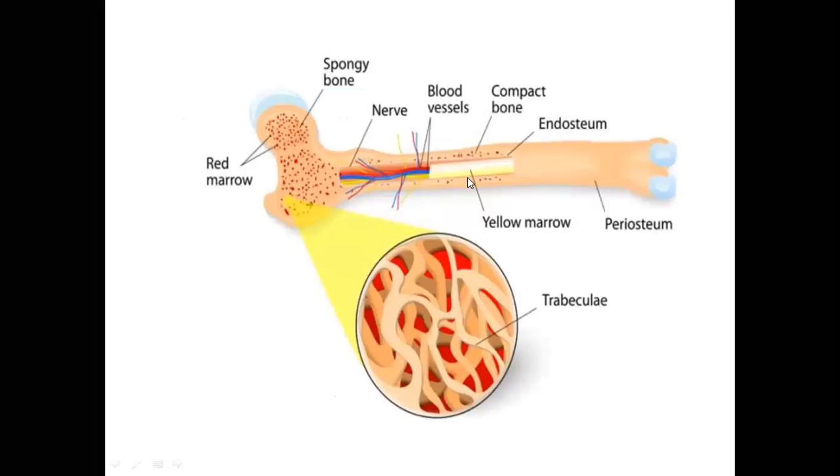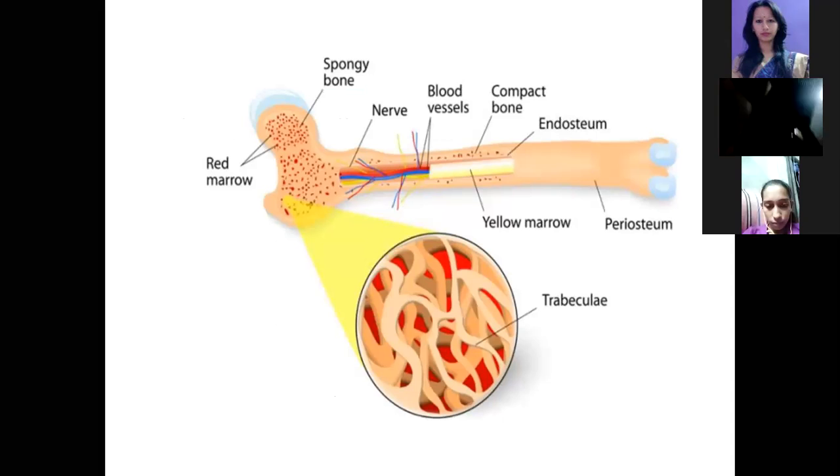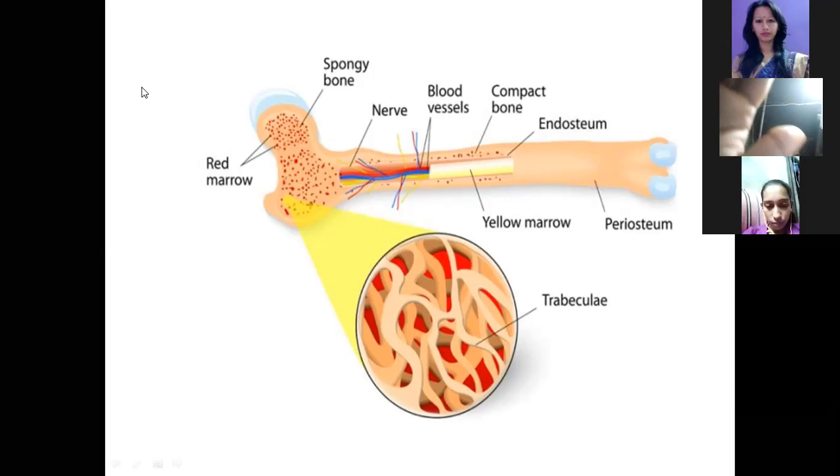See here, this is the bone marrow. Bone marrows are usually found in the long bones. Long bones are like the bones of your thigh area. That is a long bone, or the bone from your shoulder to the elbow. That's also a long bone. So those long bones contain the bone marrow. Now bone marrow is of two types. One is the yellow marrow, another one is the red marrow.